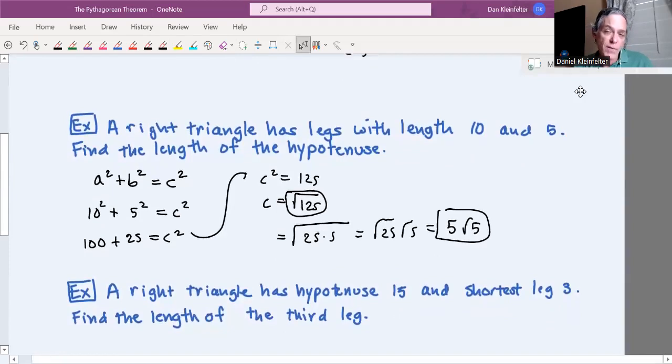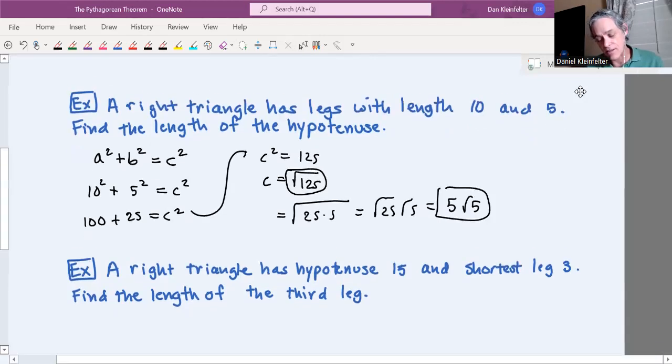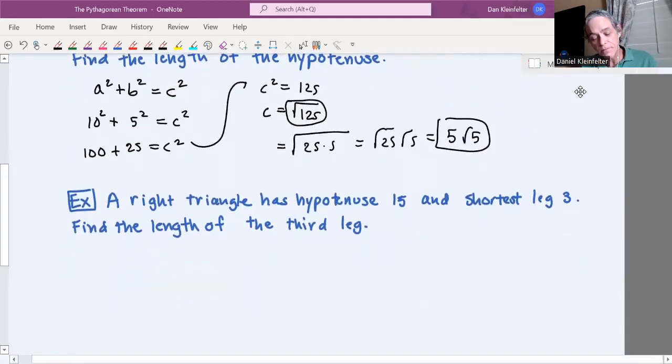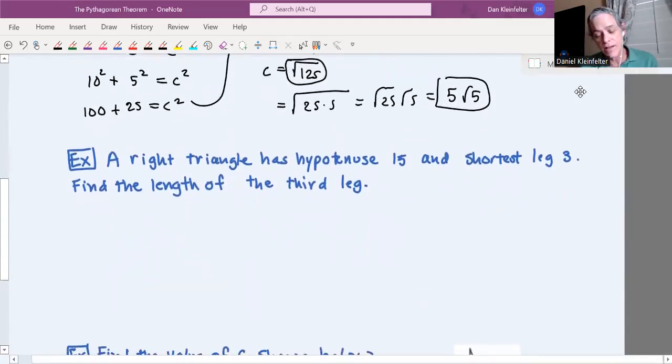Make sure if you're using some kind of online software to do homework, that you pay attention to the directions. You may be asked to use your calculator to give a decimal answer for this, or more than likely just give an exact answer with the square root sign. Okay, let's try that again. A right triangle has hypotenuse 15 and shortest leg 3. We want to find the length of the third leg. So here, pause the video, try this yourself, restart it, and see how you did.